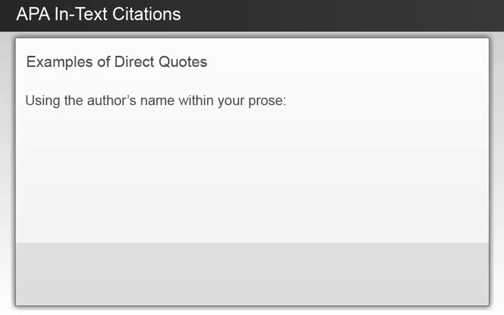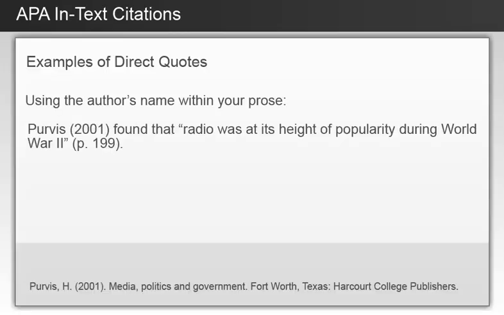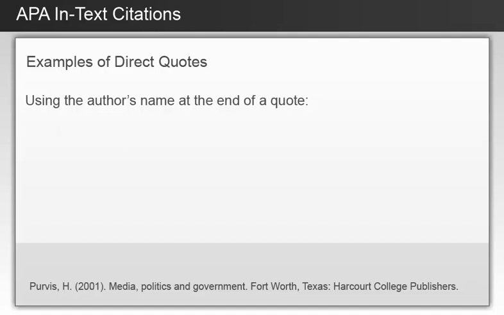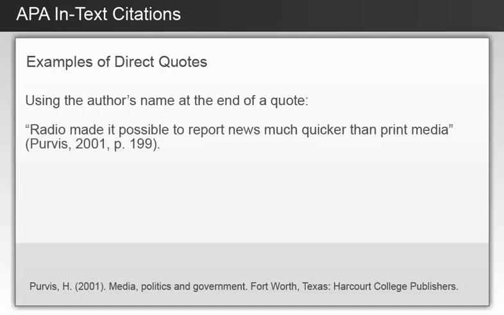In this example, we have used the author's name to introduce the quote. Following the author's name, we include the year the information was published, and at the end of the quote, we cite the page number where the information can be found. You can also include the citation after the quote, as you see in this example. Both of these methods can be used with paraphrases as well.